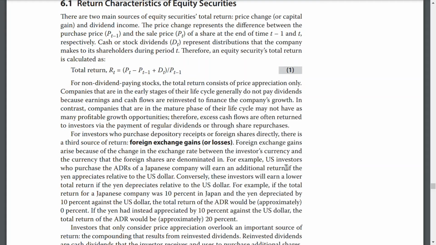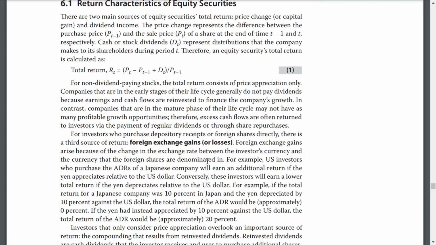For investors who purchase depository receipts or foreign shares directly, there is a third source of returns: foreign exchange gains or losses. Foreign exchange gains arise because of the change in the exchange rate between an investor's currency and the currency in which the foreign shares are denominated. For example, the U.S.